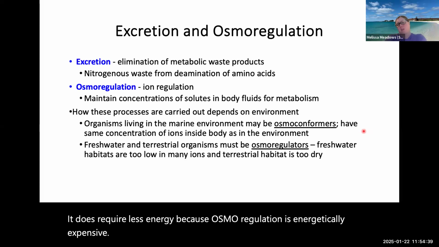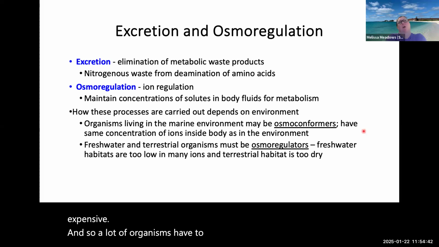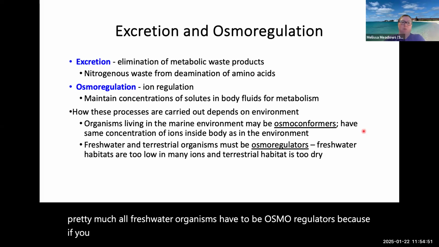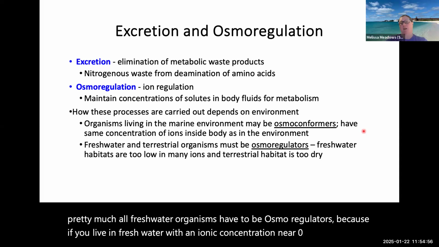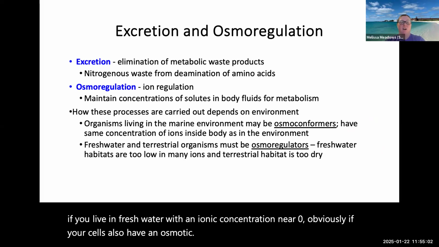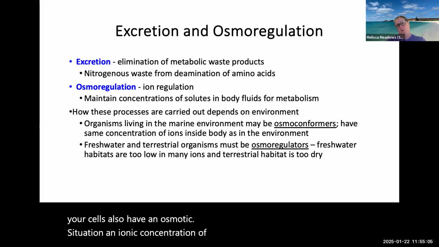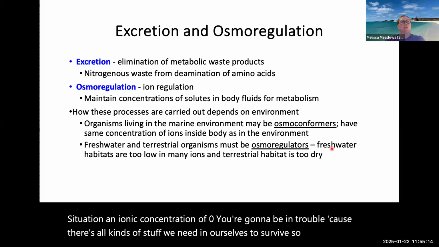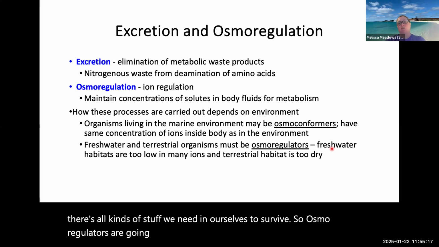And so a lot of organisms have to do this in marine environments, and pretty much all freshwater organisms have to be osmoregulators. Because if you live in fresh water with an ionic concentration near zero, obviously if your cells also have an ionic concentration of zero, you're going to be in trouble because there's all kinds of stuff we need in our cells to survive. So osmoregulators are going to actively transport things across their membranes.